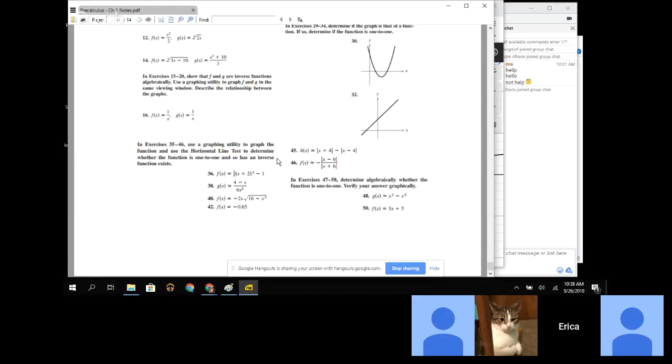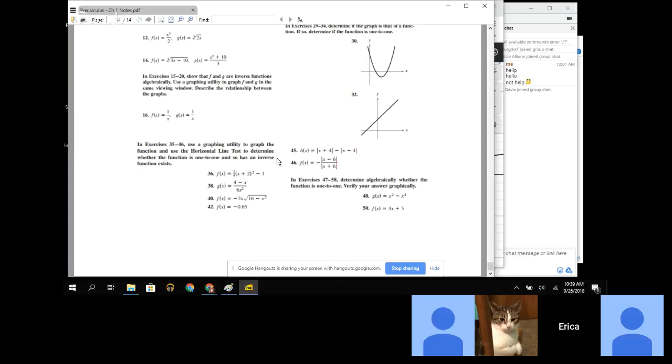And 35 through 46, it says use a graphing utility to graph the function and use the horizontal line test. Oh, I see what they were saying. Sorry, back in 30, let me back up a little bit. Number 30 is a function, right? The inverse of number 30 would not be a function, because it doesn't pass the horizontal line test. Sorry, that's what I meant to say there. But what they're actually asking is, is it a function? So I would say that number 30 is a function, but the inverse is not a function.